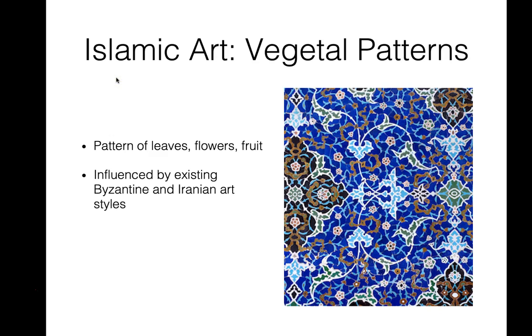They were influenced by existing Byzantine and Iranian art styles, and so we want to think of art as coming out of its context. And this was in style at the time that Islam was spreading in these areas. As time progressed, these vegetal patterns become more and more abstract. So instead of becoming more hyper-realistic, as Western art sometimes does, Islamic art was becoming more abstract as it progressed.